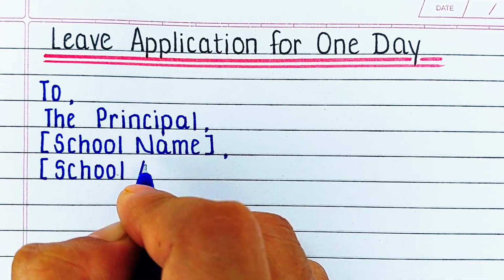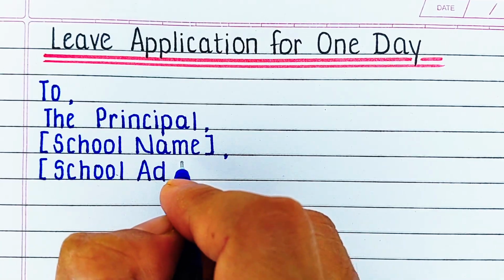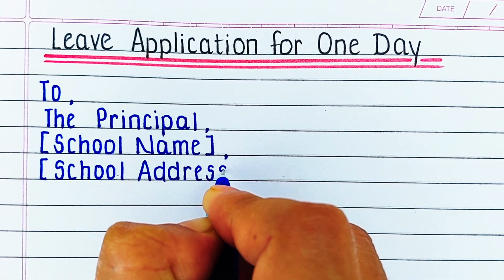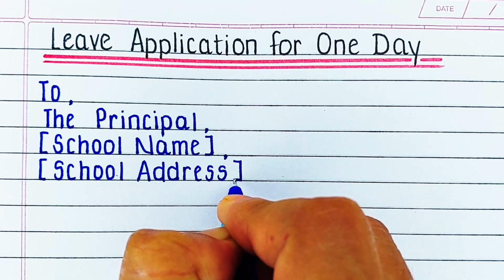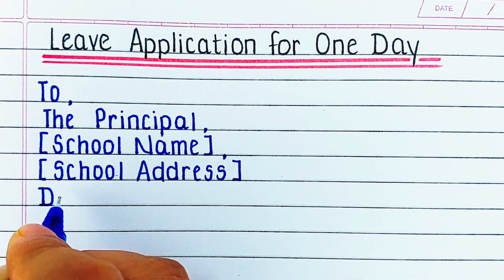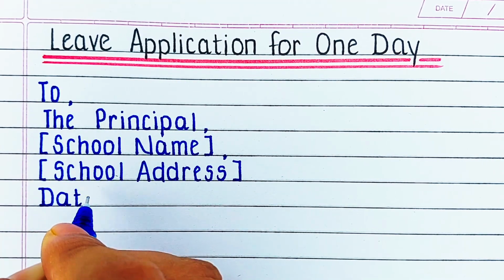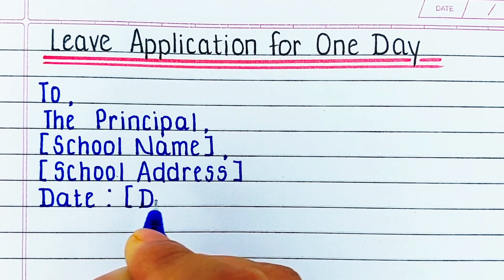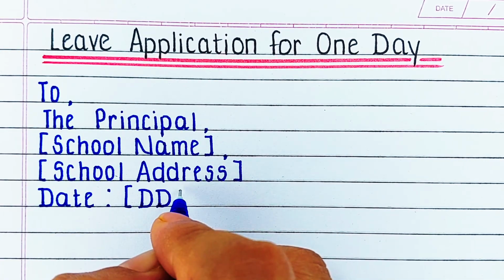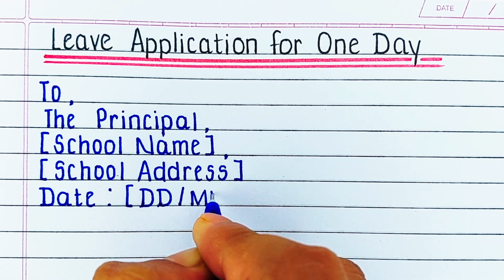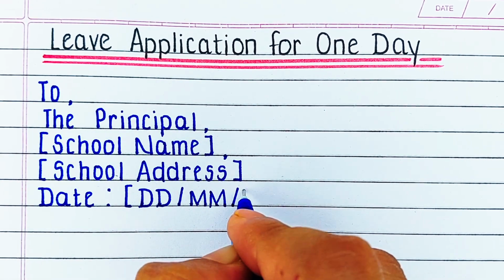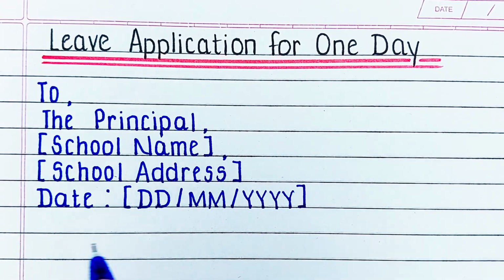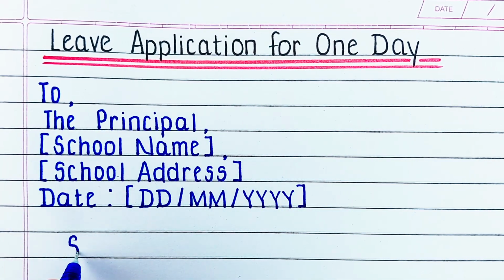Let's start with the application. To the principal, write the name of your school followed by the address of your school. In the next line, mention the date on which you are submitting the application in the format date, month and year.